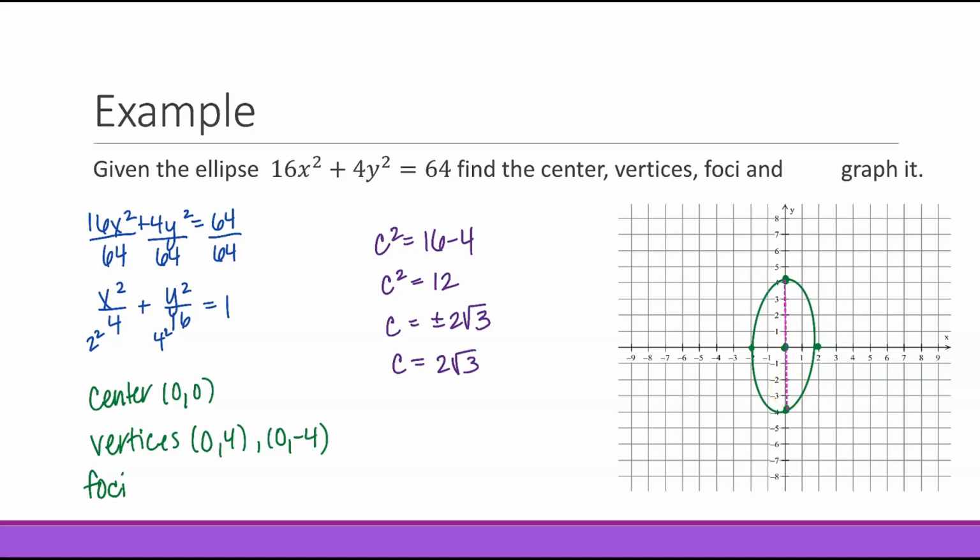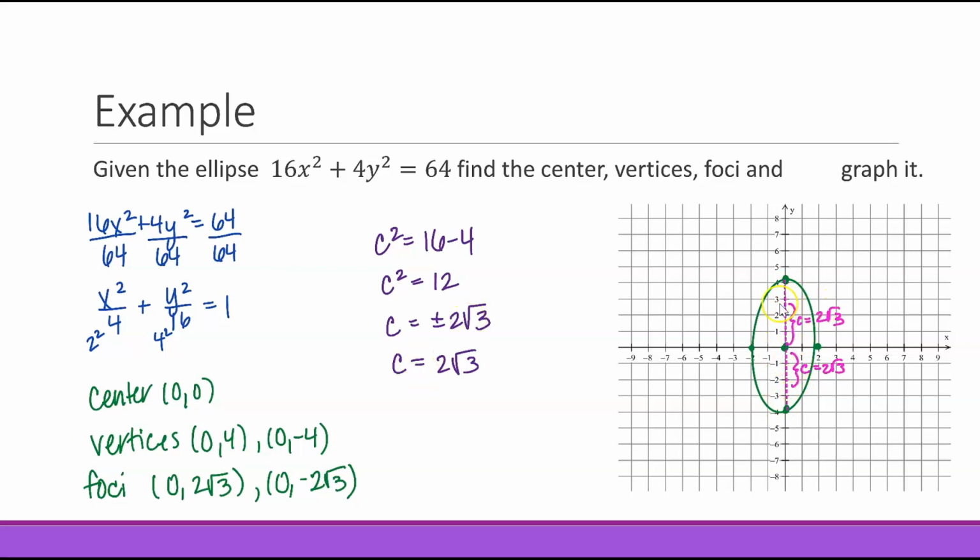So that's how much I go up and down from the origin to find the foci. So c is 2 rad 3 up, and then I'm going to go 2 rad 3 down. It's kind of nice because that gets me to the point 0, 2 radical 3, and then 0, negative 2 radical 3. So those are going to be my foci points, 0, 2 radical 3 and 0, negative 2 radical 3.